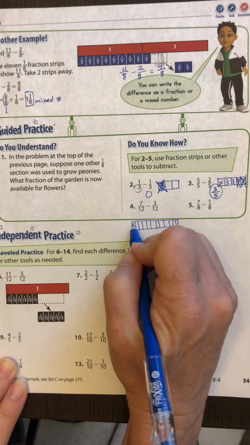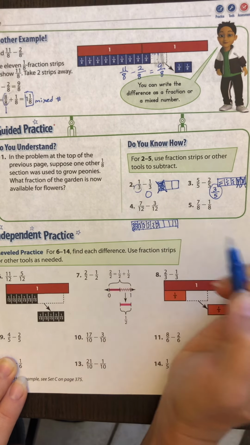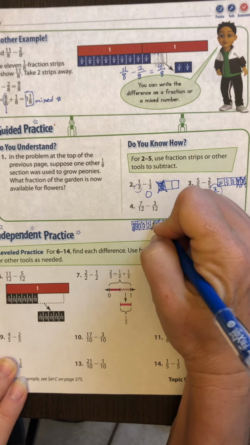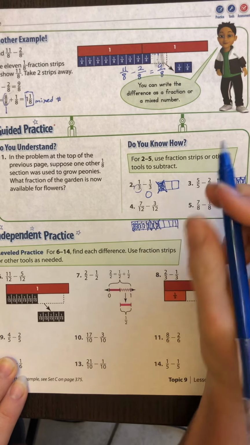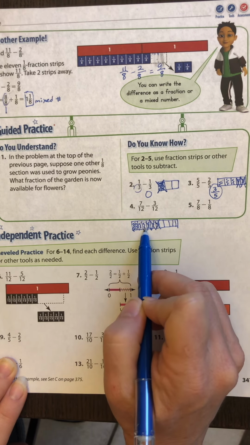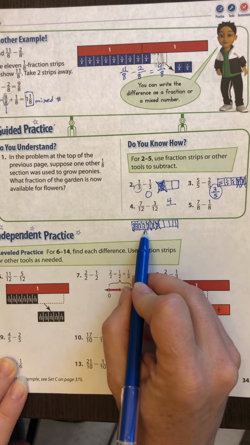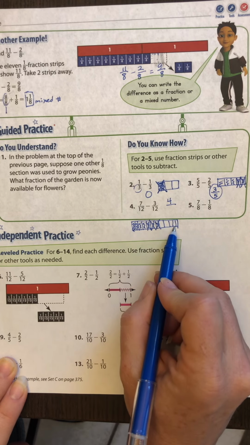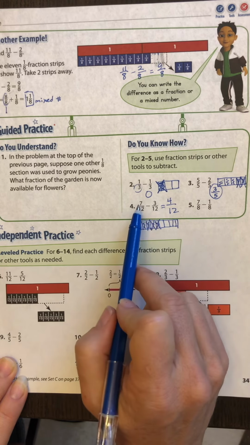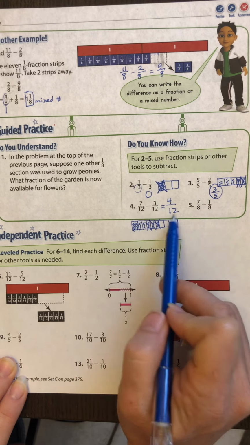12 equal parts. We start with 7. 1, 2, 3, 4, 5, 6, and 7. If we take 3 of those away, 1, 2, 3, how many are still shaded? How many do we still have? 1, 2, 3, 4. And remember, we still have 12 altogether. So that would equal 4/12. Looking at it as just subtracting numerators, 7 take away 3 is 4, checks, and we keep the same denominator.